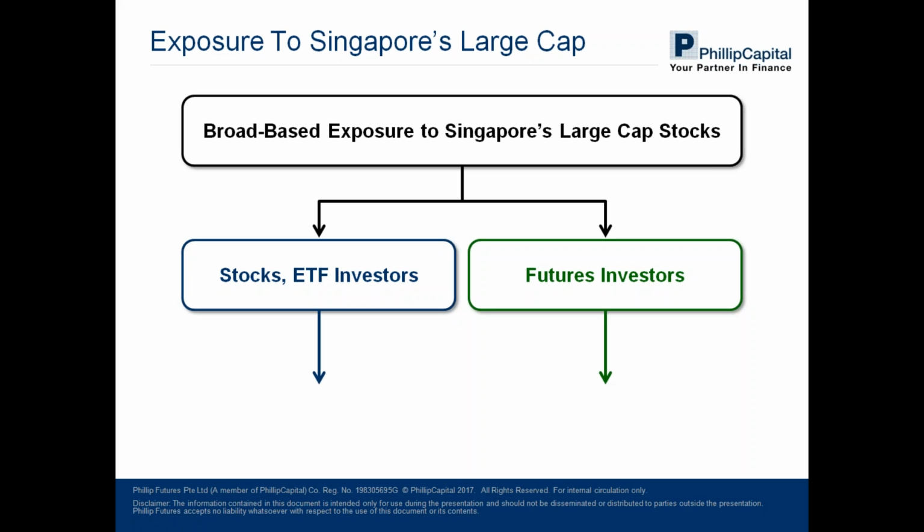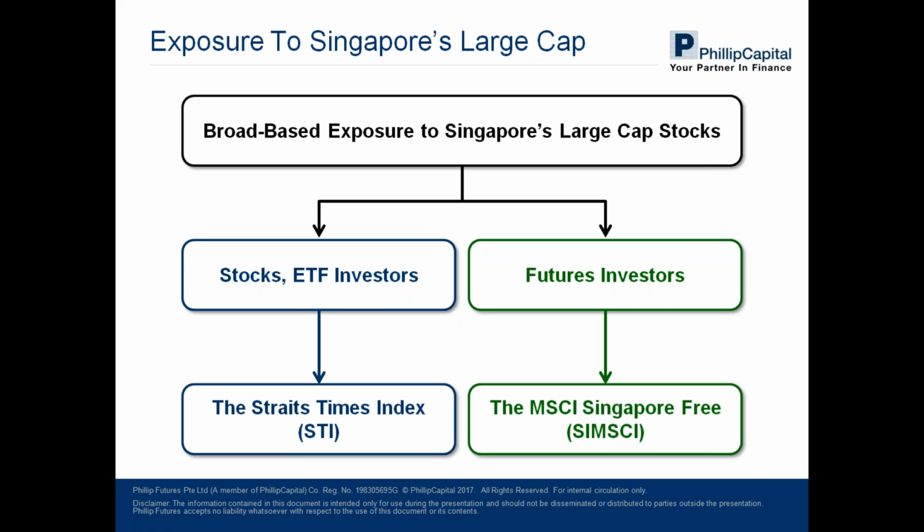On the stock side, we're looking at the very popular STI, the Straits Times Index. In the futures space, we're looking at the MSCI Singapore Free Index, which is not as well known as the STI, but as we go on in this webinar, you'll see that they are almost exactly the same. They are not exactly the same, but extremely similar, just that the two indices are the benchmark and reference for different groups of investors. Throughout this webinar, the STI, Straits Times Index, will be tagged with the color blue, while the MSCI Singapore Free, also known as the SIMSCI, will be tagged with the color green.